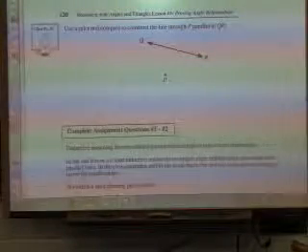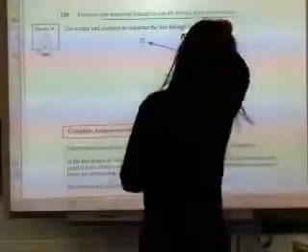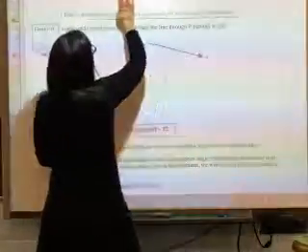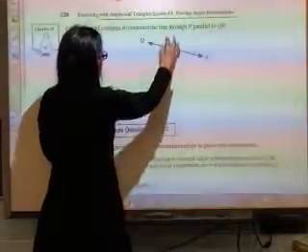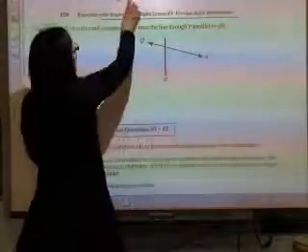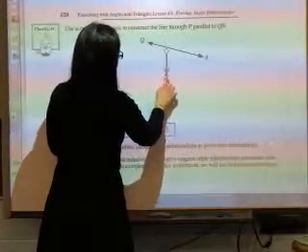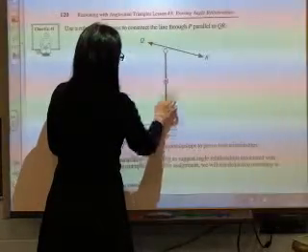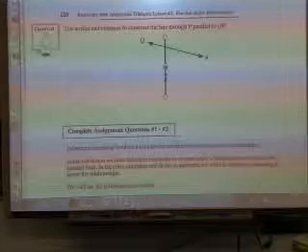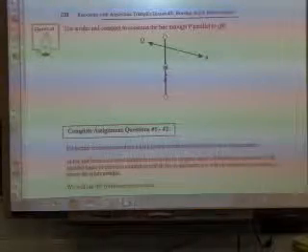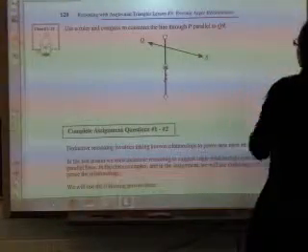So if we look at this, to draw my parallel line, the first thing that I'd want to do is draw a line through P that's going to hit QR. And it doesn't matter how that line is. It could be straight up and down, it could be angled. I just want a line that goes from P through that line QR.